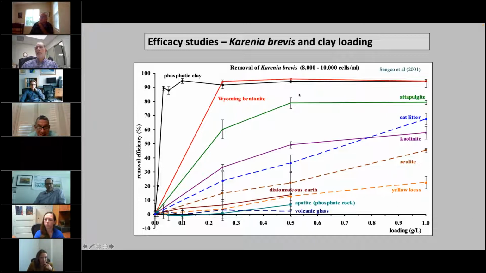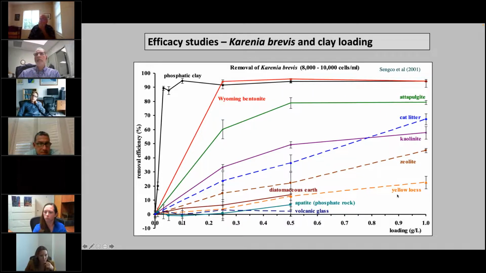This is how, on the x-axis, it's how much we've added, and on the y-axis, how efficient was the removal. And you can see this Korean clay that they use tons of every year. Not very effective. And then up here you see all these different clays, and even kitty litter. And then notice way over here, this phosphatic clay.